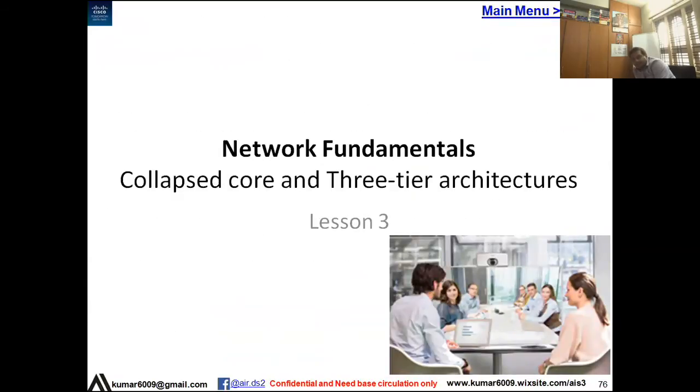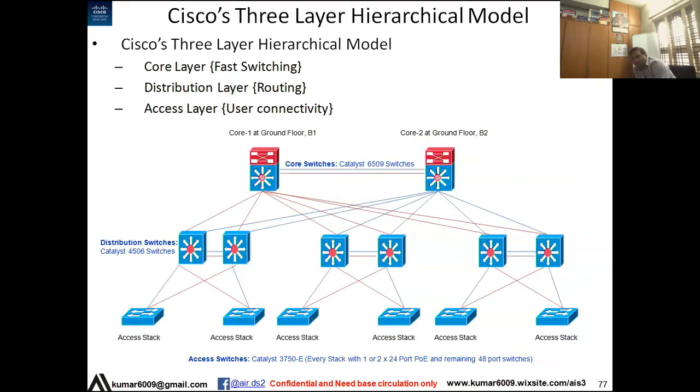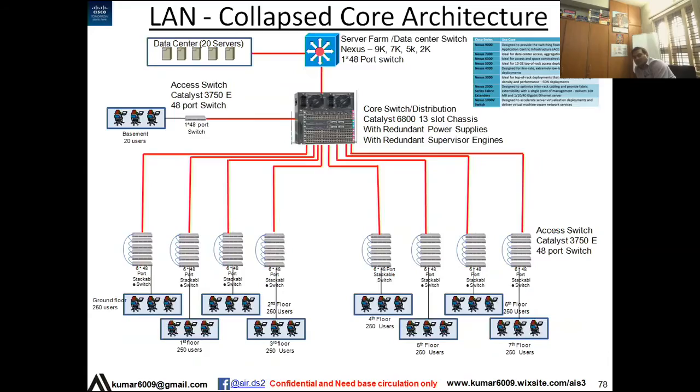Next is collapsed core, 3-tier architecture. Yeah, see, this is 3-tier. Understanding? Why do we put two switches? Redundancy. Balancing also can be done, but the main reason is high availability. High availability is like a design. This is collapsed core: only two distribution switches, a core switch, and access switches. Clear?